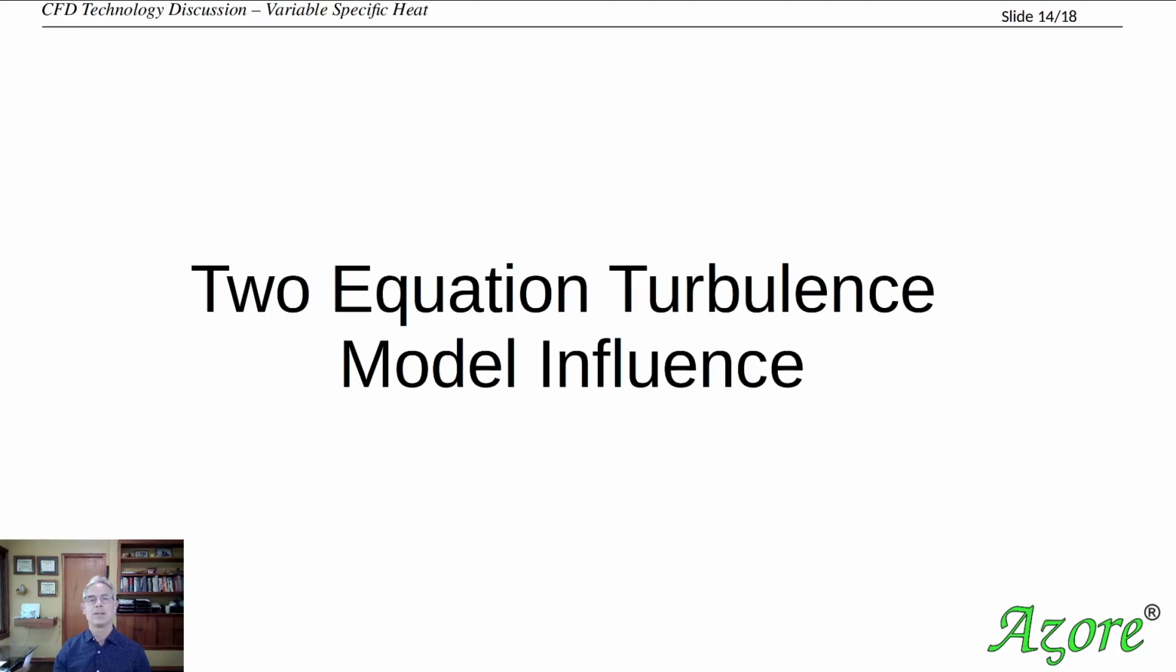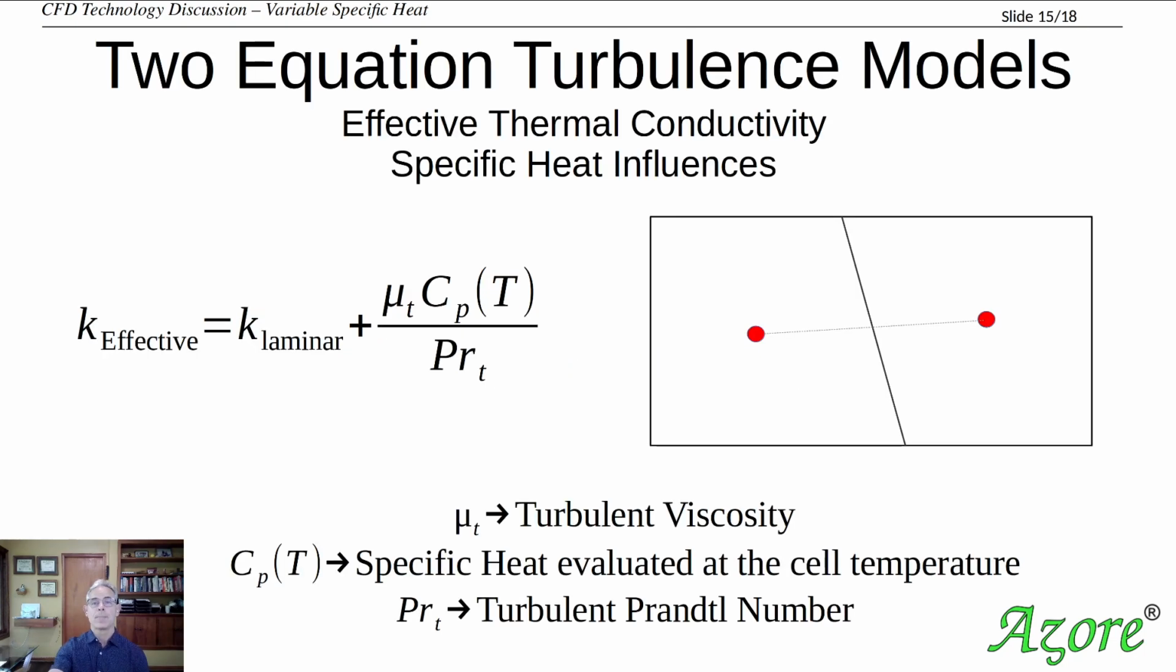So now we've talked about the energy equation, how the CP is important in enforcing conservation of energy, and how its variation influences that conservation of energy. But it's important to remember, in a secondary sense, when we run with a turbulence model, the CP actually plays a role in that as well. So let's take a look at how the CP plays a role when you run your model as a turbulence model.